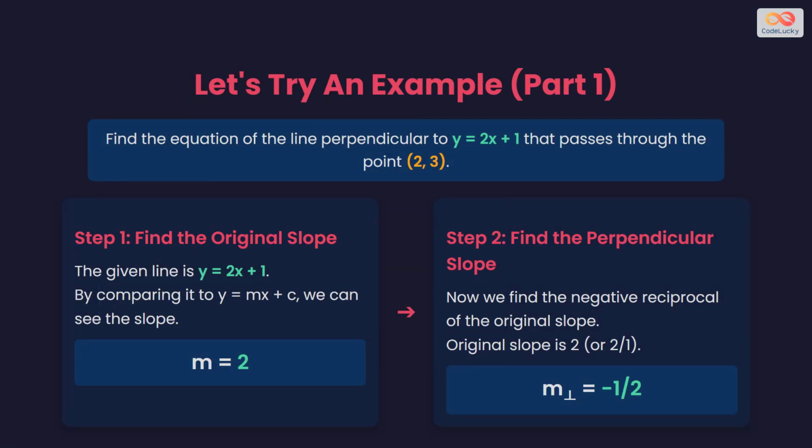Okay, let's put this into practice. We need to find the equation of a line that is perpendicular to y equals 2x plus 1 and goes through the point 2, 3. First, we identify the slope of the original line, which is 2. Next, we find the negative reciprocal of 2, which is negative 1/2.